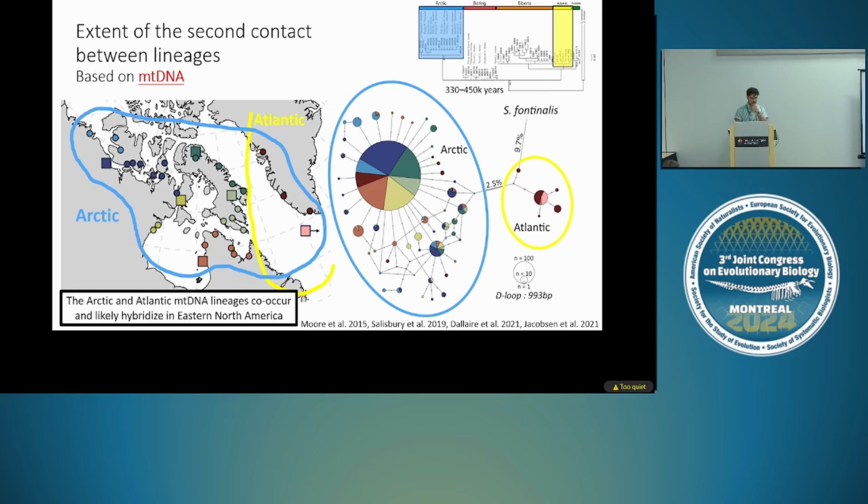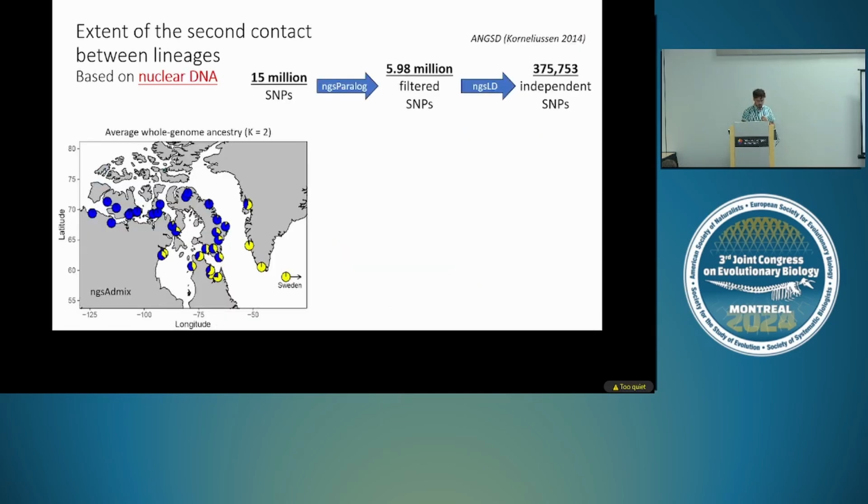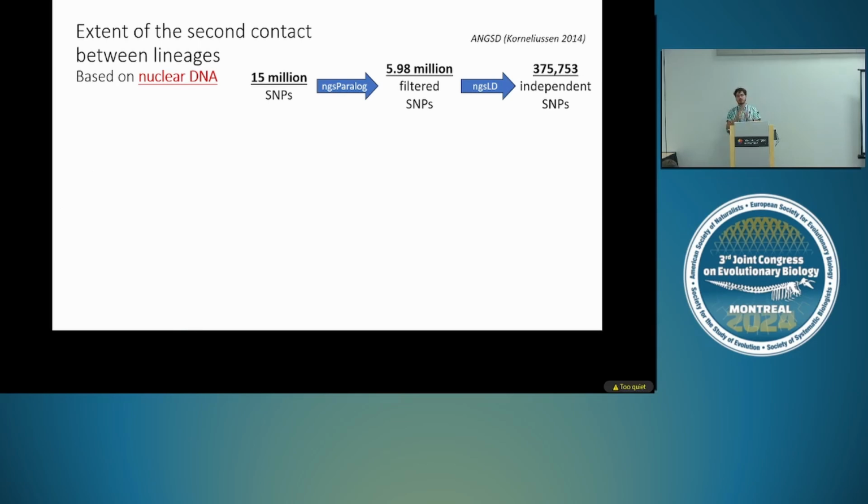And then we jumped into the nuclear data. We used ANGSD to genotype a bunch of SNPs that we filtered heavily. I'm skipping a lot of steps here, but salmonid genomes are very complex, so there's been a lot of filtering of paralogs. If you have questions about that, I'm happy to talk about it later.